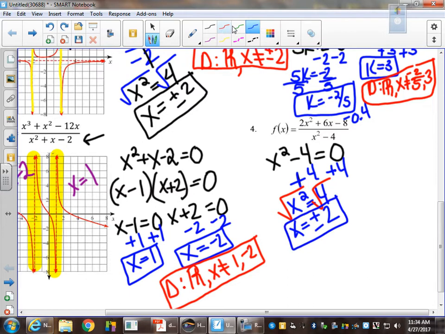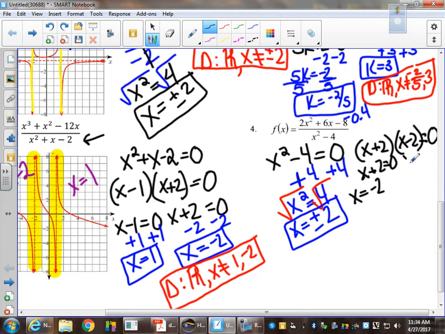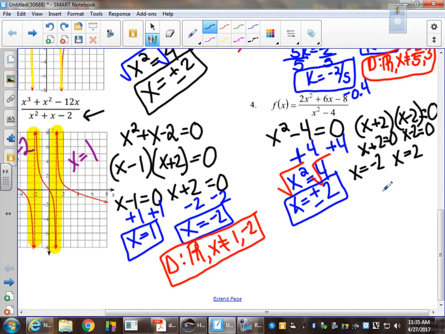If you factor that, you would get x plus 2 and x minus 2. And again, x plus 2 equals 0, you get x equals negative 2. X minus 2 equals 0, you get x equals 2, which is exactly what we got here. So if you solve either way, it's still correct. Your domain is then all real numbers. X cannot equal plus or minus 2.